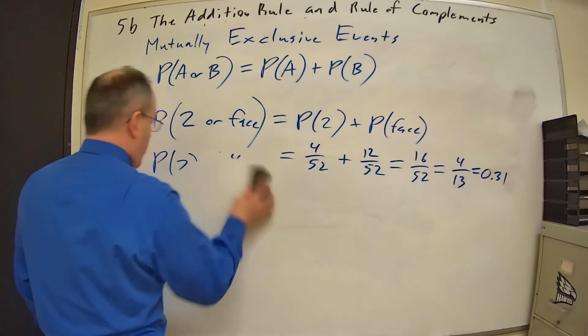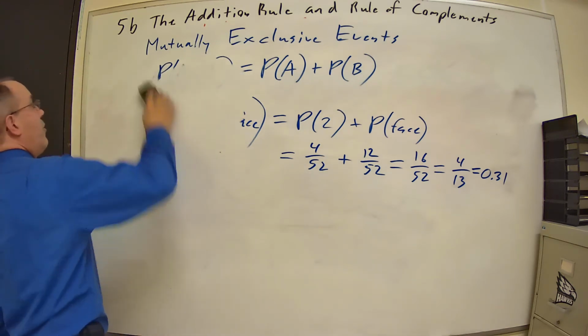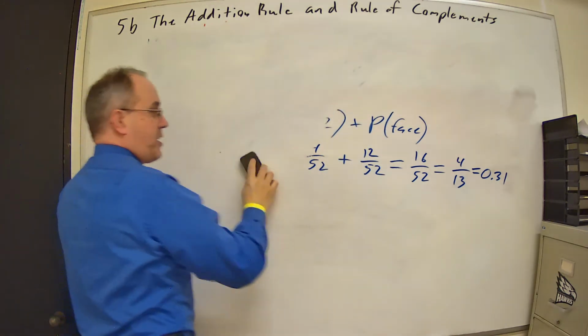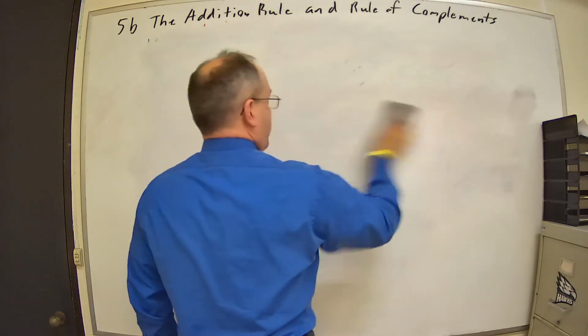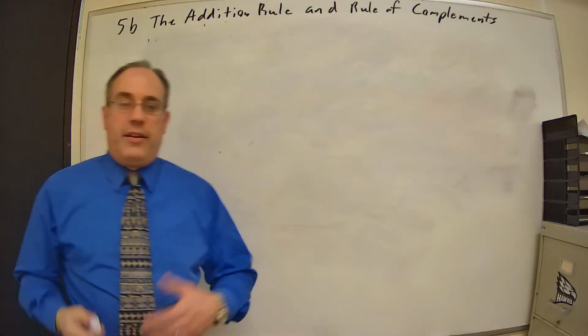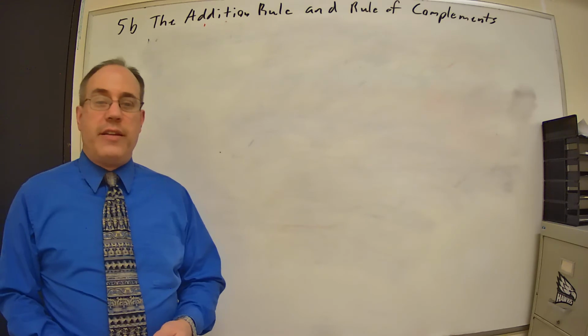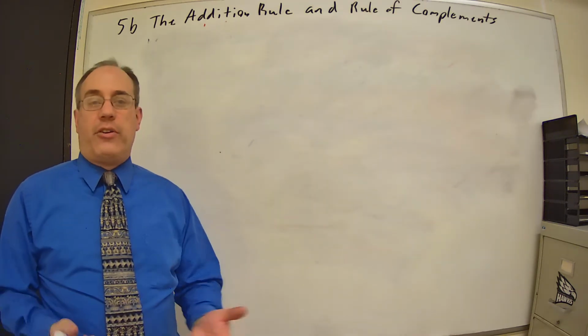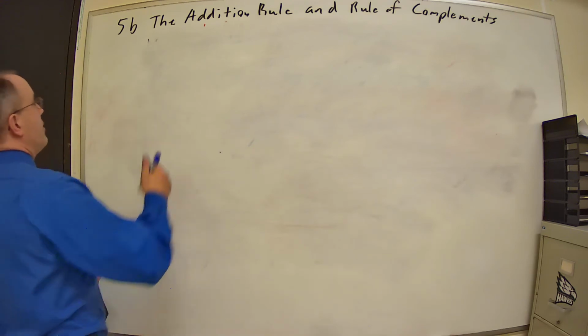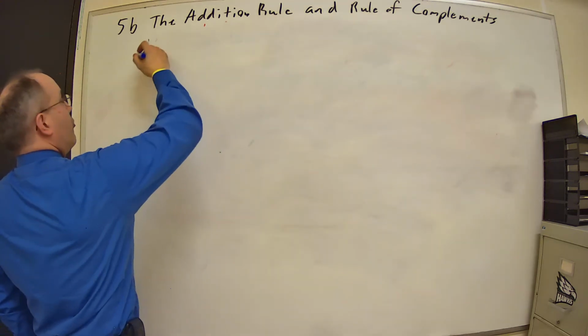Okay, so that's dealing with the addition rule, either the general addition rule, which is when the events can occur at the same time, or the addition rule for mutually exclusive events, which is when they can't occur at the same time. Last thing I'd like to talk about is the rule of complements.